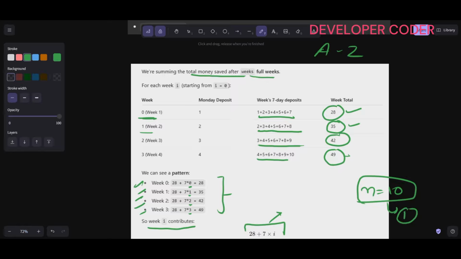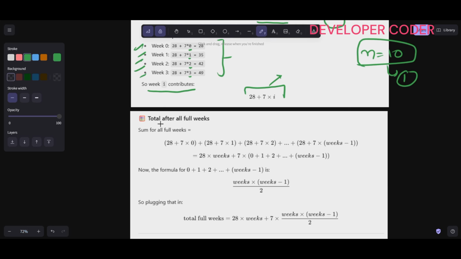So I can simply calculate the total value in that particular week. Then there will be some remaining days, right? So we need to calculate the value for those, right? So here, total after all full weeks, I can say 28 plus 7 into 0 for week 0, for week 1, for week 2. Same way, since we are starting from 0, I am writing here weeks minus 1, right? Since we are starting from 0.